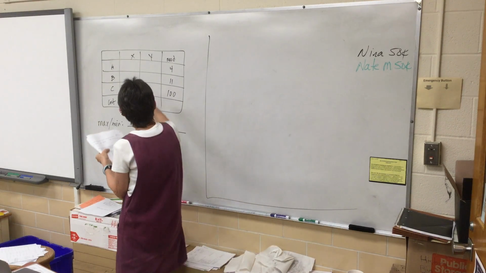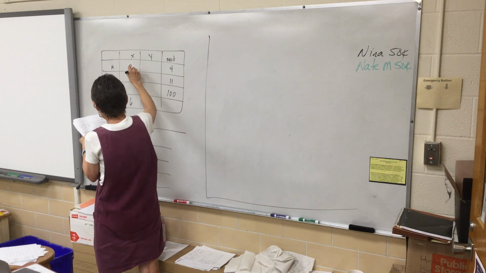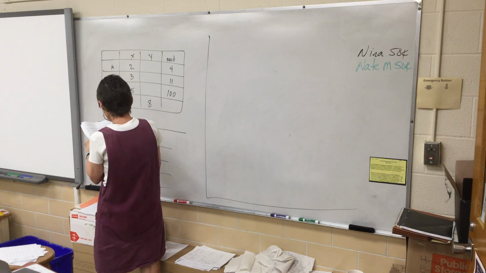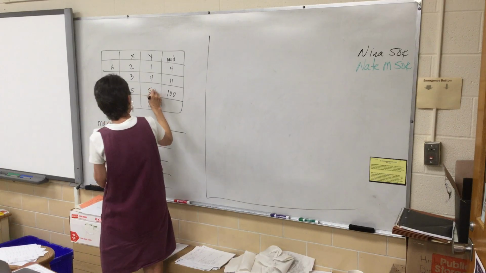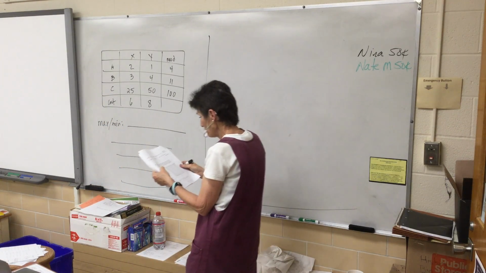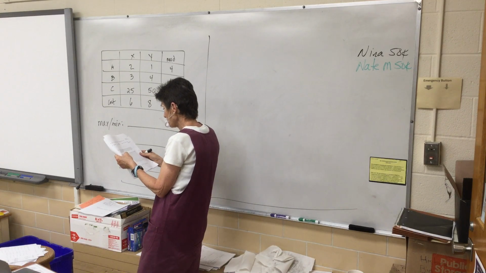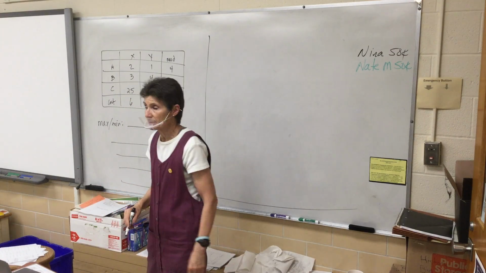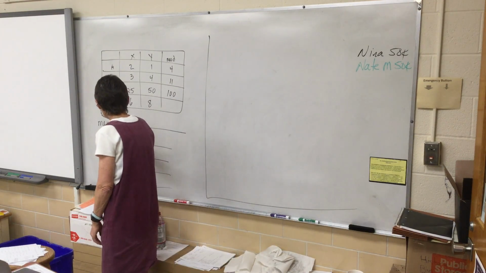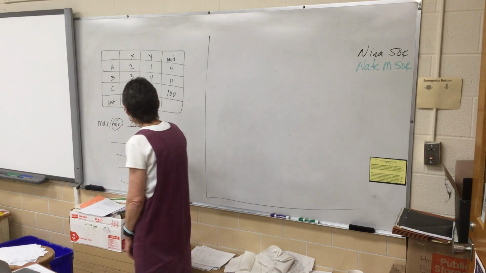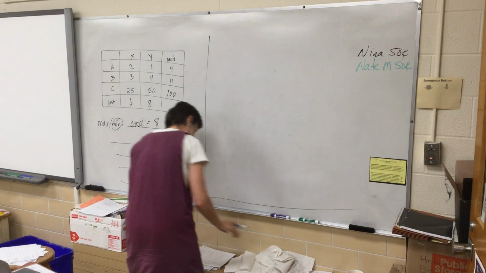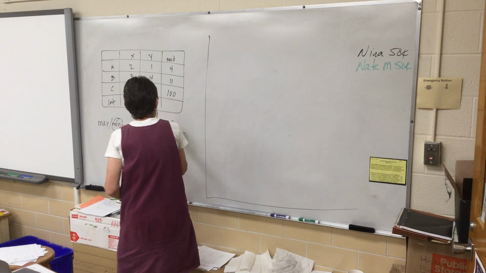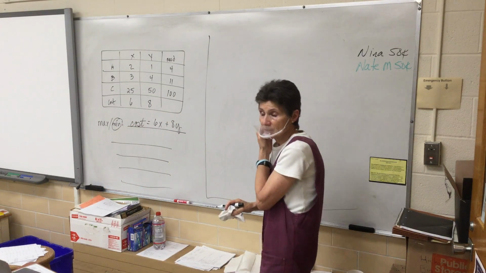Brand X supplies 2 A's, 3 B's, 25 C's. And Y supplies 1, 4, and 50. How many pills of each brand should you take each day to satisfy the minimum daily need most economically? So what's most economically mean? Cheapest. So we want to minimize the cost, and our cost is 6x plus 8y. Or if you're using decimals, 0.06 and 0.08.